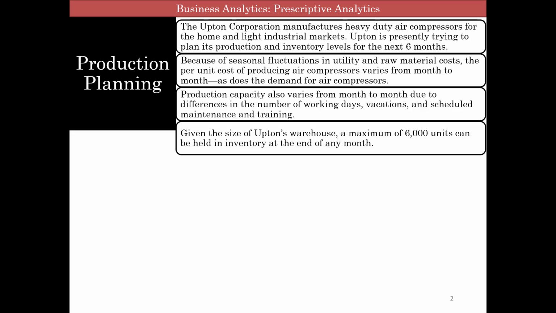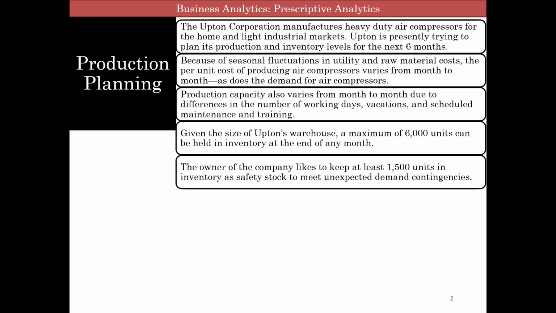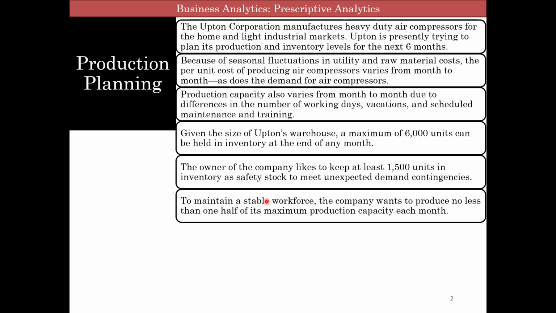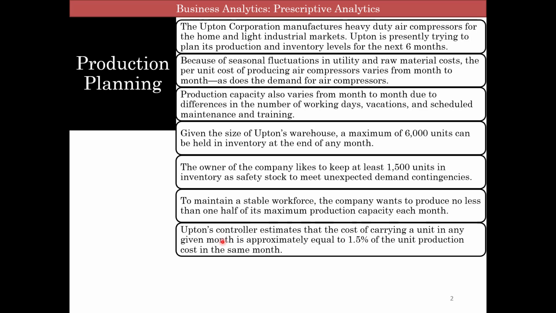And given the size of its warehouse, a maximum of 6,000 units can be held in the inventory at the end of any month. And the owner likes to keep at least 1,500 units as safety stock. So to maintain a stable workforce, the company wants to produce no less than 1/2 its maximum production capacity each month. And the Upton controller estimates the cost of carrying a unit in any given month is about 1.5% of the unit production cost of the same month.